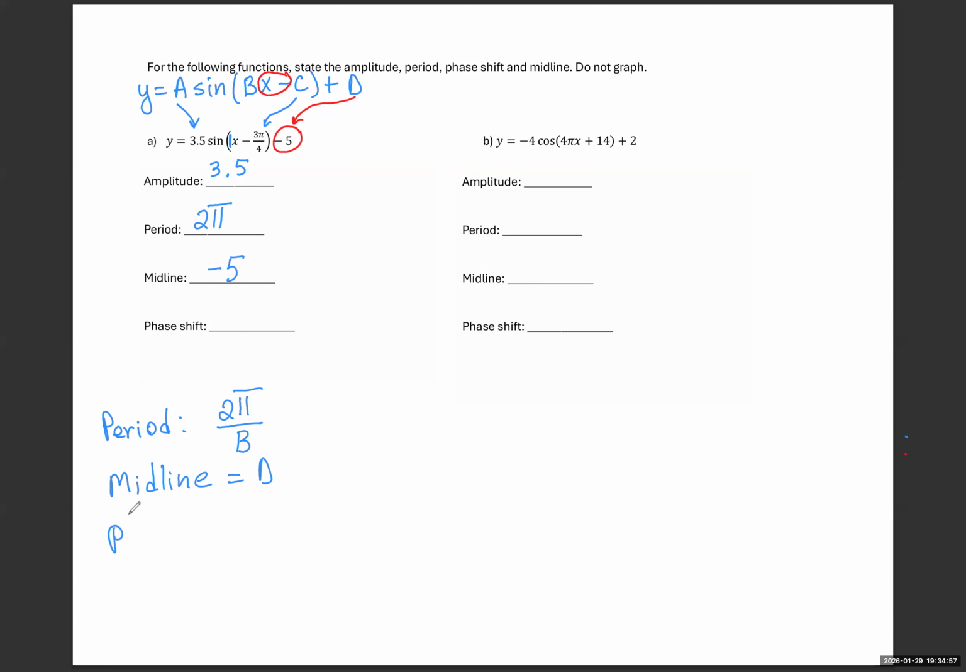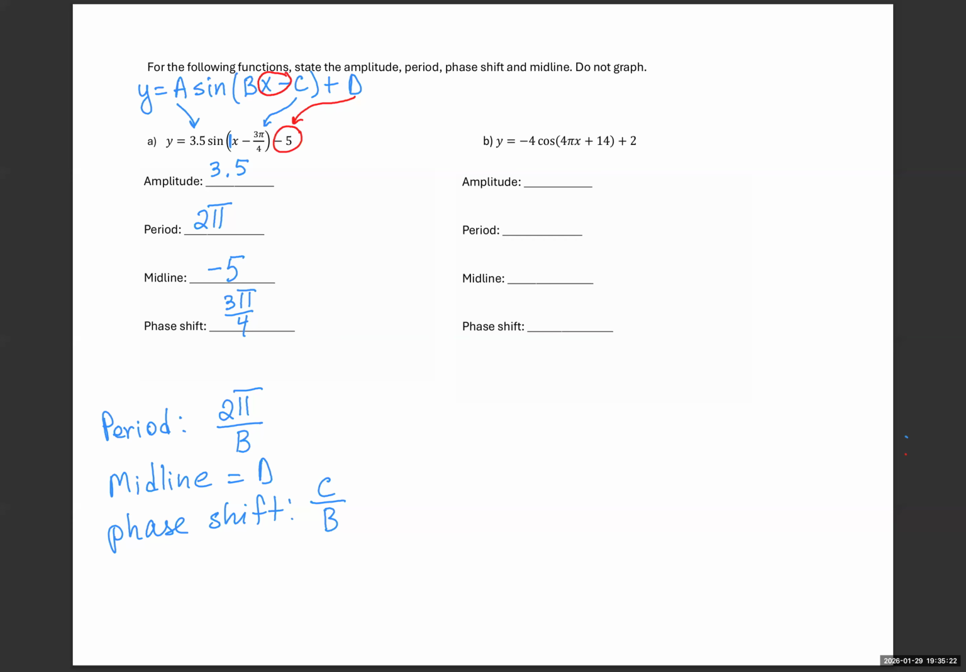The phase shift: the formula for the phase shift is c over b. For us, again, the b value is 1, and the c value is positive 3 pi over 4. So we're going to shift this function 3 pi over 4 steps to the right. Now let's look at the cosine function.